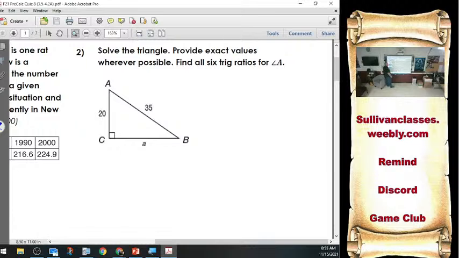So 35 squared, 1225 minus 400, 825. I don't even know. 5 times the square root of 33? Okay. So whatever 35 squared minus 20 squared is, and then simplify your radical. Once I have that, finding all 6 trig ratios. Oh wait, we have to continue solving.